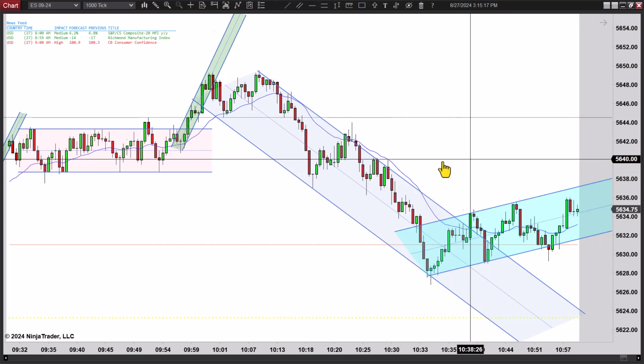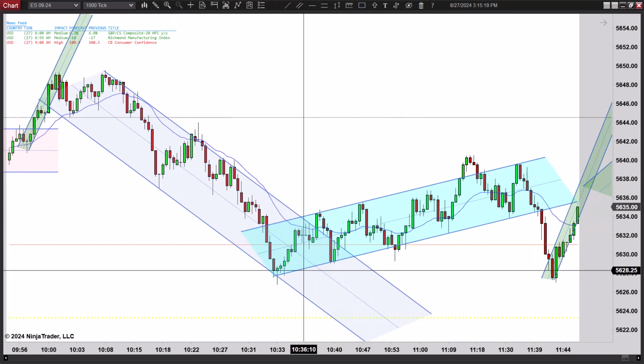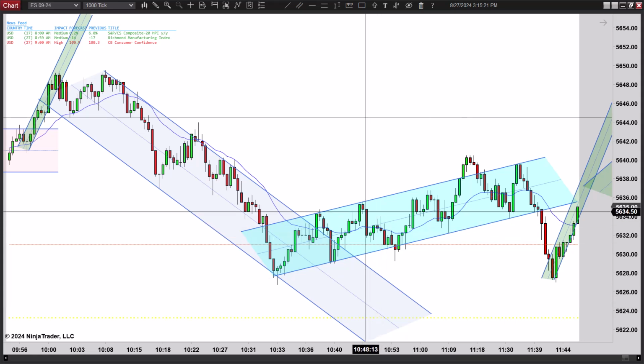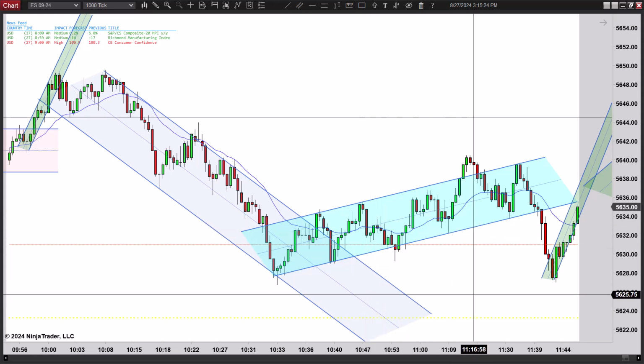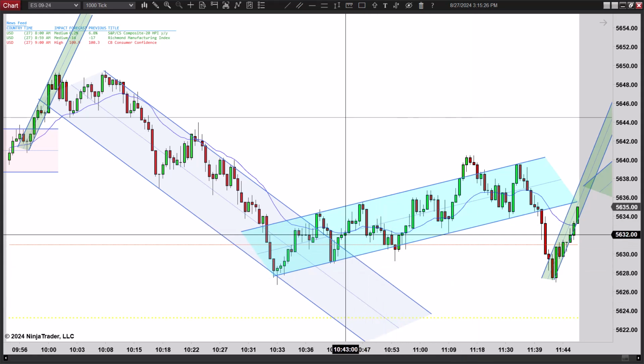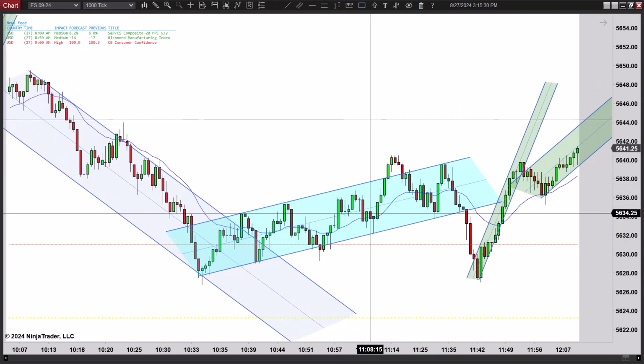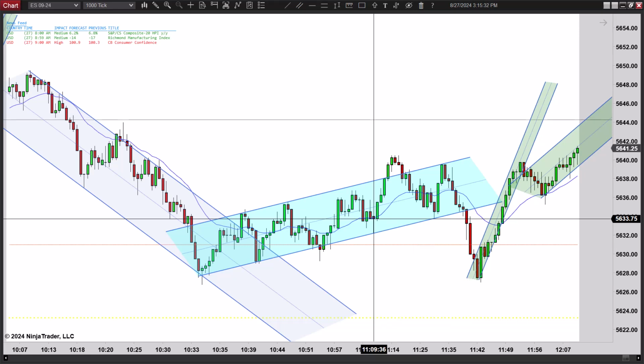8 ticks. There was a second entry long there. That's an iffy one. 8 ticks. Here's a second entry long. 7 ticks.